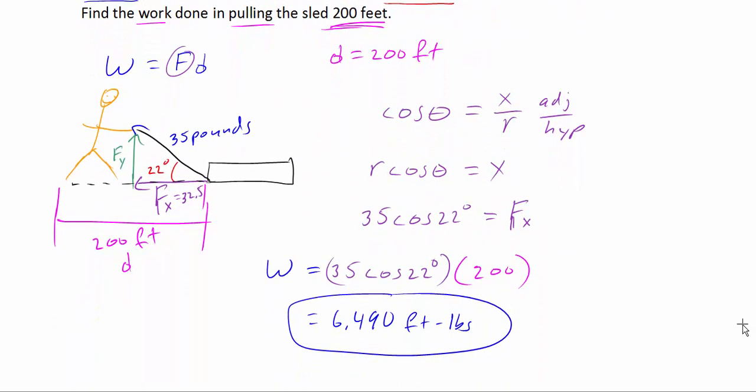And in the example down here with the sled, because we're pulling this sled at a little bit of an angle with 35 pounds, we're only looking at the force in the x direction, the horizontal, because that's the direction that the sled is moving. So we would calculate that by using our trig function, the cosine function, and that would give us the force in the x, multiplied by 200 to get the 6,490 foot-pounds.